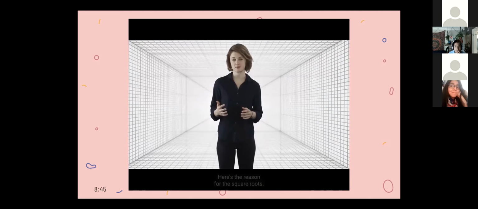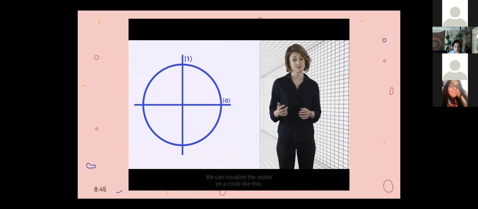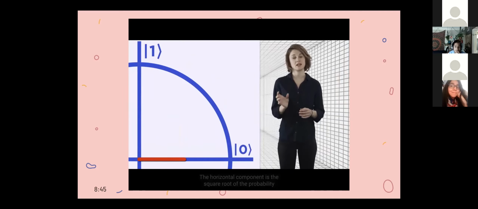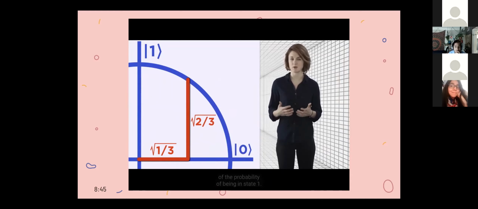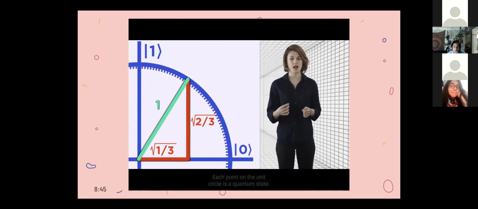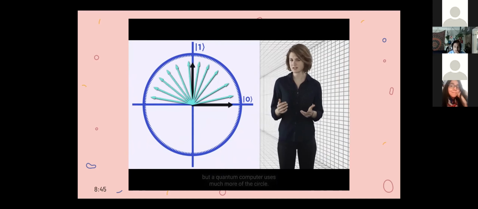Here's the reason for the square roots. We can visualize the vector on a circle like this. The horizontal component is the square root of the probability of being in state 0, and the vertical component is the square root of the probability of being in state 1. By the Pythagorean theorem, the length of the vector is 1. Each point on the unit circle is a quantum state. A classical computer can only point up or right, but a quantum computer uses much more of the circle.